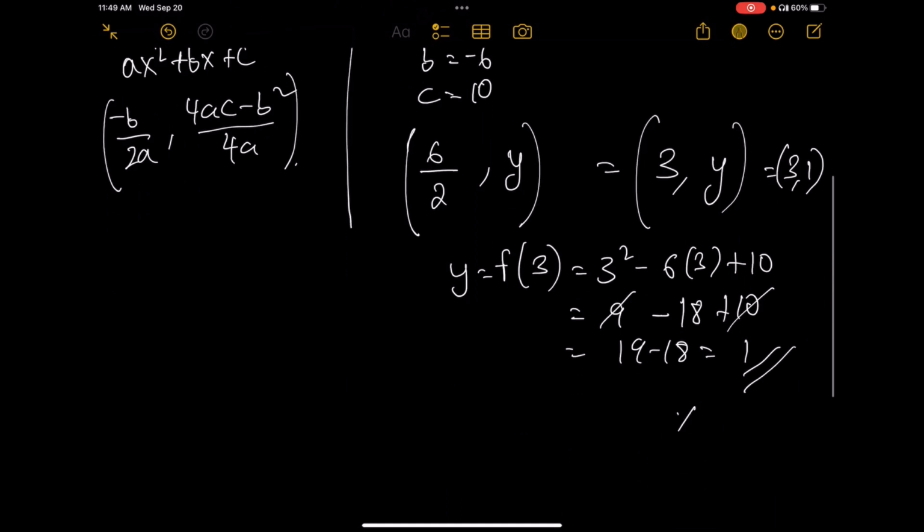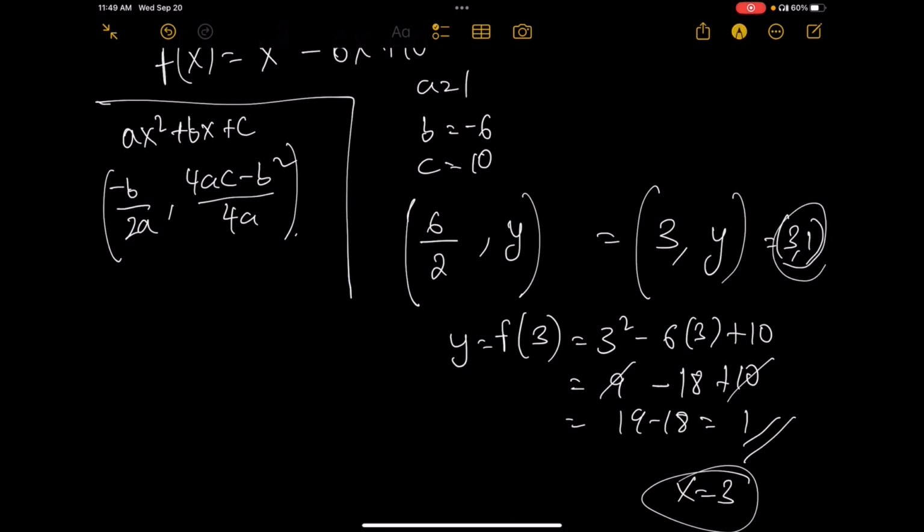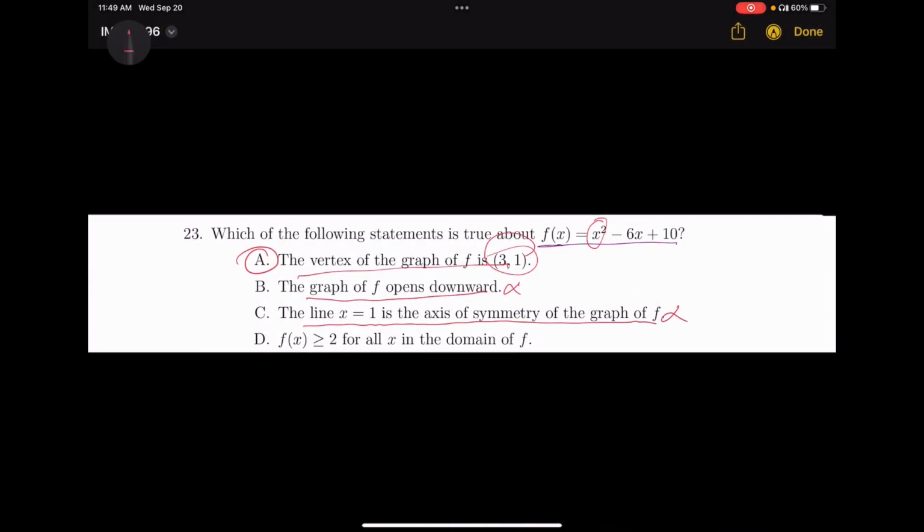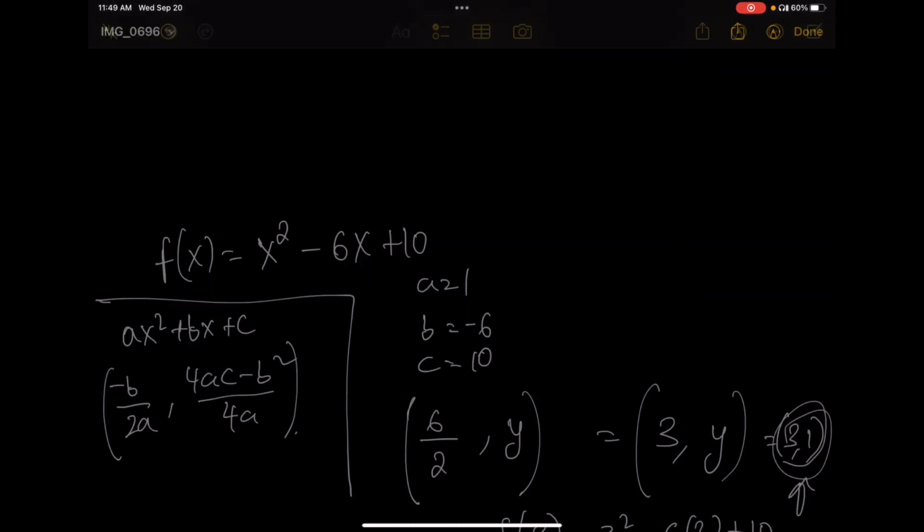x equals 3 is the axis of symmetry. Okay. Since the vertex is at x = 3, this cannot be the answer. f of x greater than or equals to 2 for all x in the domain of the function f.